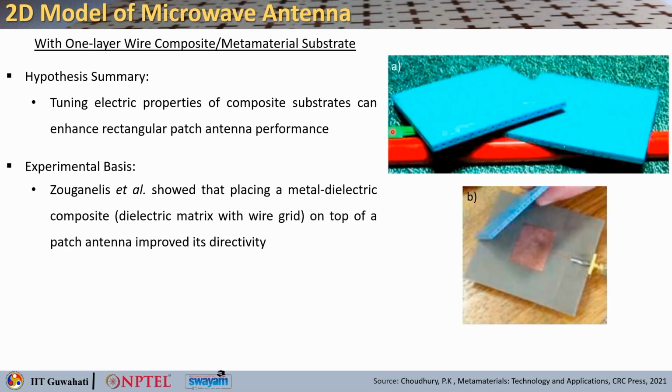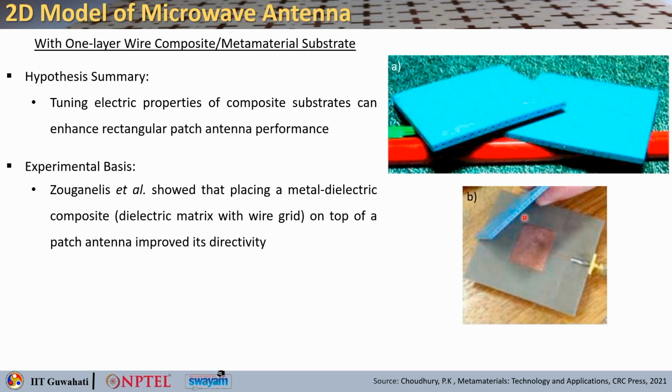So, the idea of using a dielectric matrix with an inbuilt wire grid, you can see here, they are making some holes and putting some wires to make it a wire grid. This kind of idea of using a dielectric matrix with a built-in wire grid as a composite basically arose when a relevant experiment was reported by Zoganelli's group.